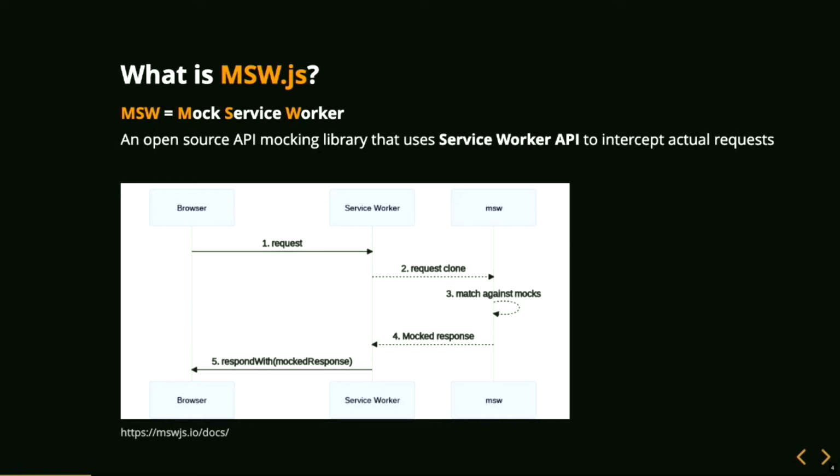That is, the application sends the network request, and it is then intercepted by the service worker and passed to MSW. Internally, MSW tries to match the request to some mocking logic, and then returns a mocked response.